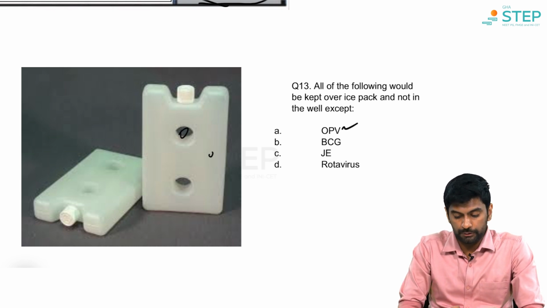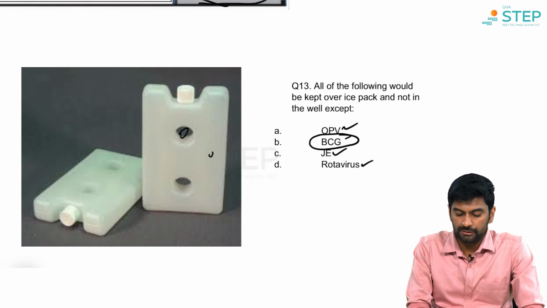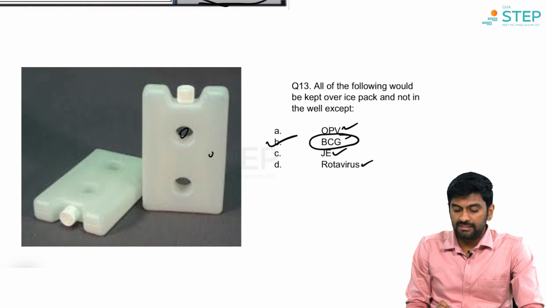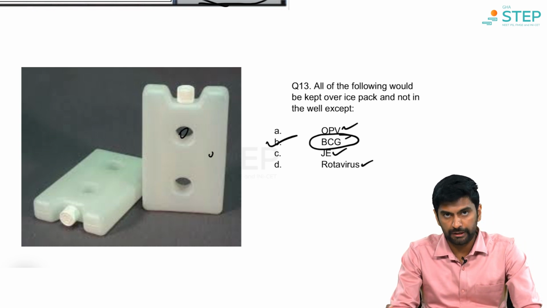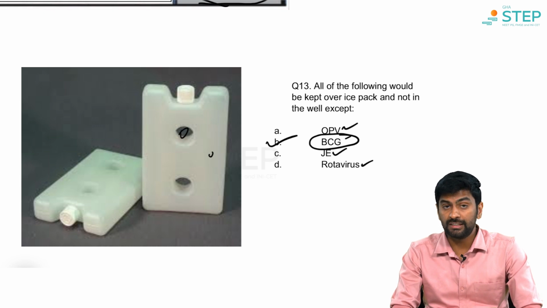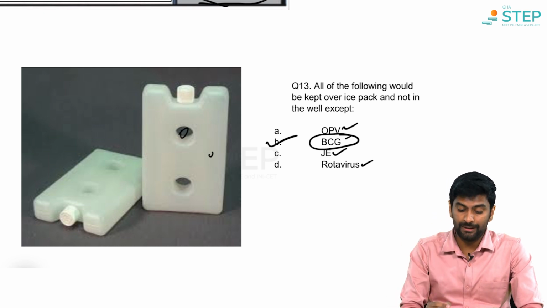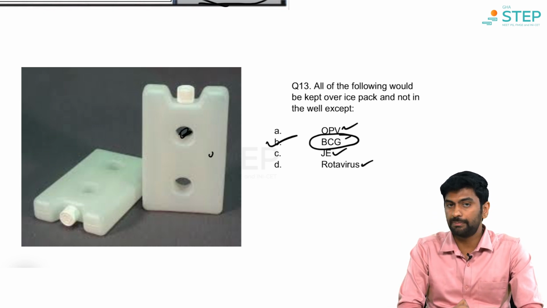So, OPV is put on the surface, JE is put on the surface, rotavirus is put on the surface, whereas BCG has to be put inside the well of the ice pack. So, BCG is the correct answer. It's heat sensitive, so you need to keep it inside the well of the ice pack.